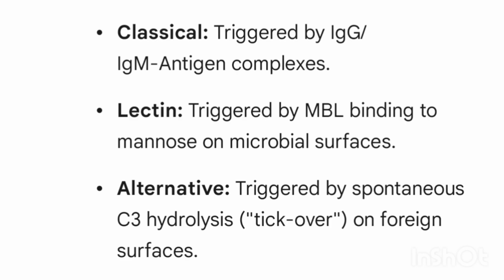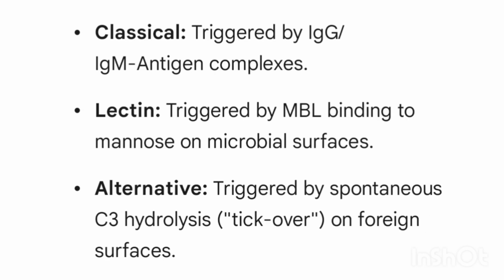Okay, next, alternative pathway. The alternative pathway is triggered by spontaneous C3 hydrolysis on foreign surfaces. C3 hydrolysis is called tick over. Here the C3 is always active and it hydrolyses on foreign surfaces, and this triggers the alternative pathway. In alternative pathway, the C3 is stabilized by properdin.